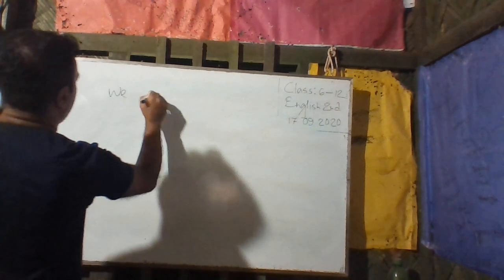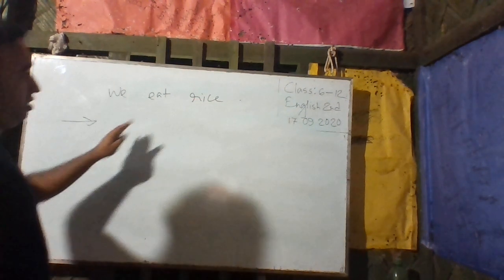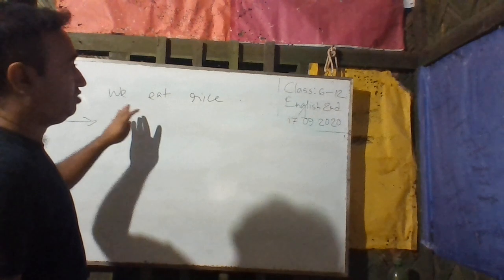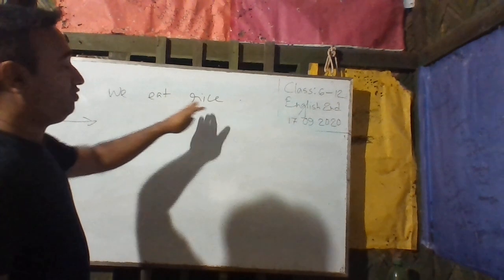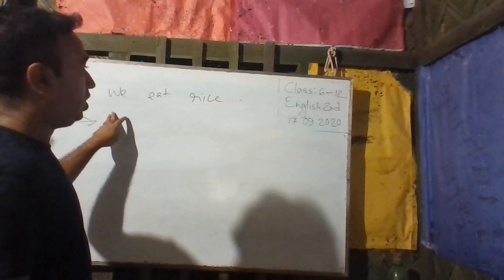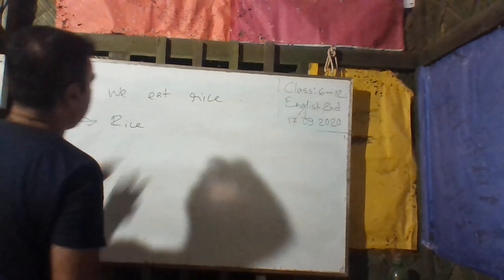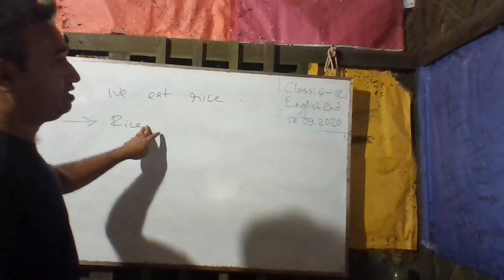We eat rice. Look, you have to follow 4 steps. First one, the object will be used as the subject of the passive sentence. Rice. Then auxiliaries. Here is the problem.